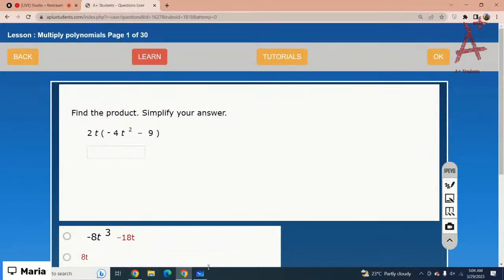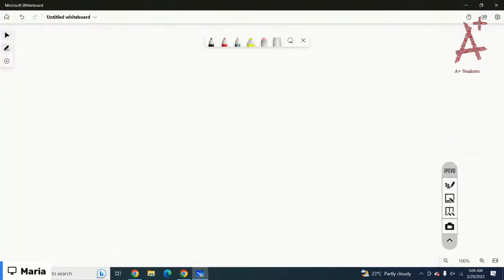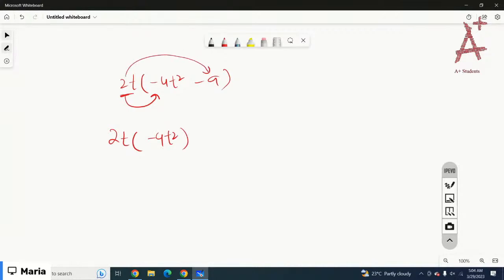Okay, 2t times negative 4t square minus 9. Got it? So you have to do the same thing. Just multiply 2t to negative 4t square, then 2t times negative 9. Got it? 2 times 4 is 8, negative 8.